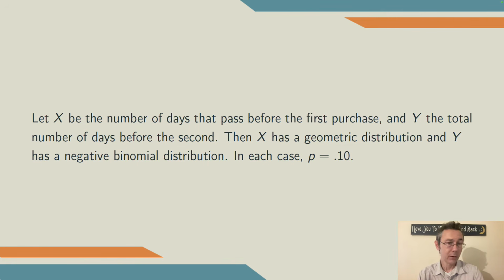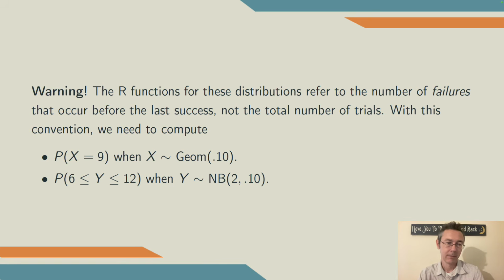Let's let x be the number of days that passed before the first purchase, and y be the total number of days before the second. X has a geometric distribution, and y has a negative binomial. In each case, the parameter p is going to be equal to 0.10 because there's a 10% chance of a sale on any given day.